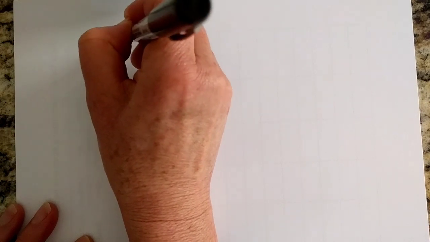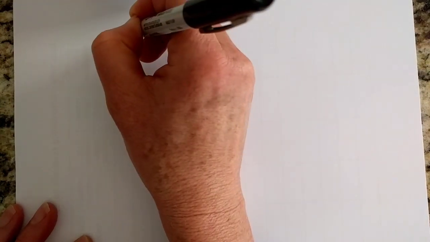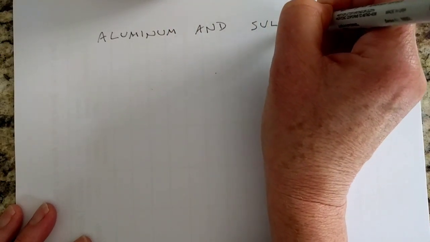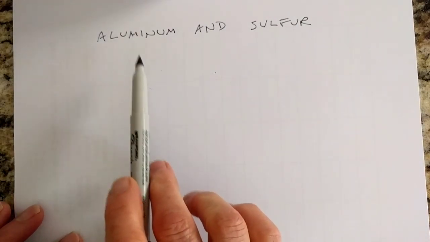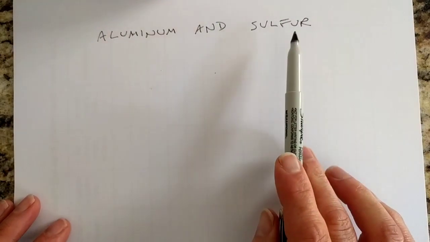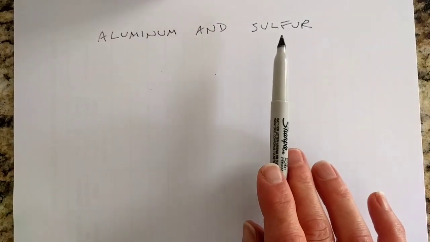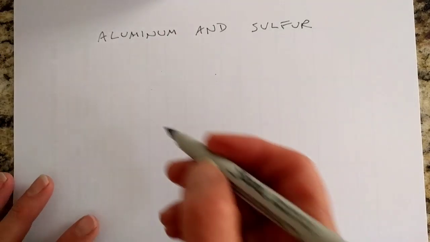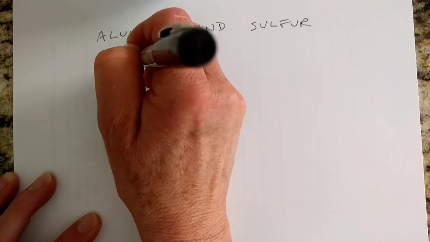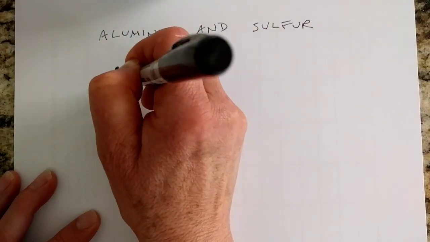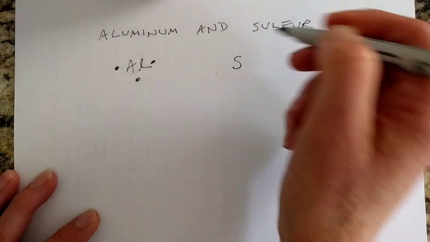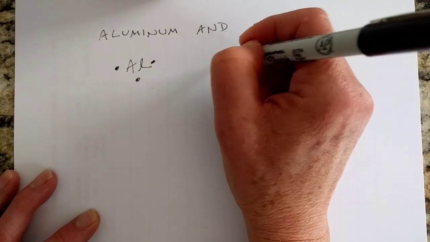Okay, we'll do one more. We will do aluminum and sulfur. So aluminum is our metal. It is to the left of the staircase. Sulfur is our non-metal. It is to the right of the staircase. For ionic compounds, we always need a metal and a non-metal. All right, so let's start out with our electron dot structures. Aluminum has 3 valence electrons, and sulfur in group 16 has 6.